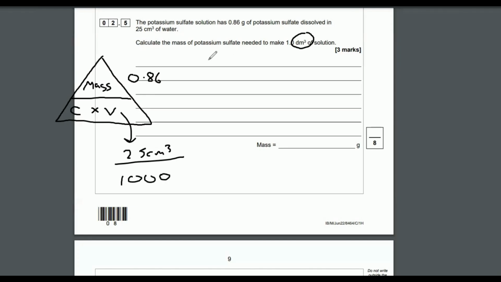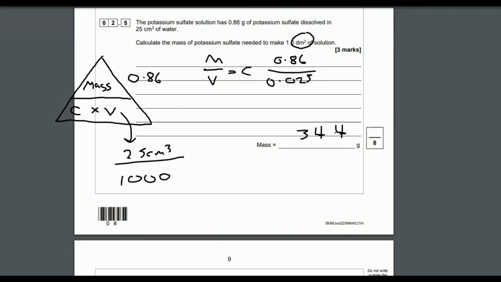I'm using my magic triangle, so I want to go mass over volume equals concentration, and that is going to give me the mass in 1 decimeter. So 0.86, going to divide that by 0.025. Whack that in the calculator. 0.86 divided by 0.025. That is going to give me 34.4 grams.